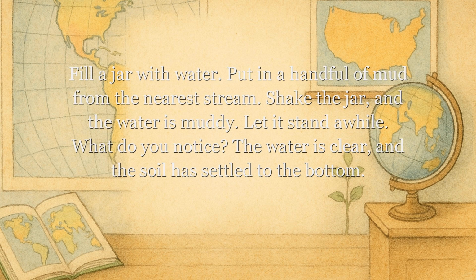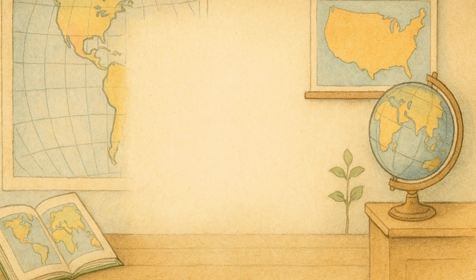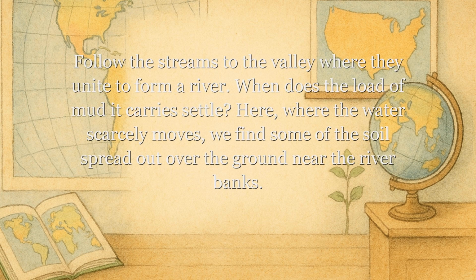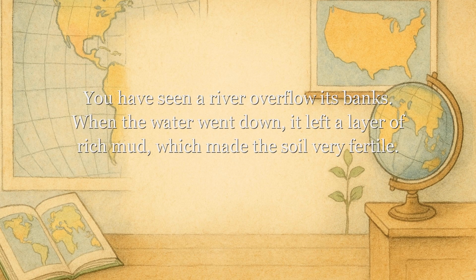The water is clear and the soil has settled to the bottom. Follow the streams to the valley where they unite to form a river. When does the load of mud it carries settle? Here, where the water scarcely moves, we find some of the soil spread out over the ground near the river banks.